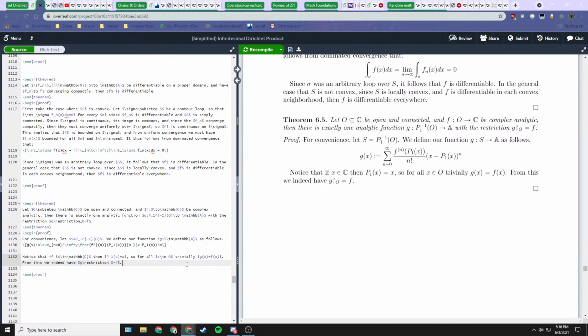Now we have to prove that it's analytic. And actually proving that it's analytic is pretty much the whole theorem. So to prove that it's analytic, we have to show that each of these power series converges in a neighborhood to the function. So first we'll notice that they converge.